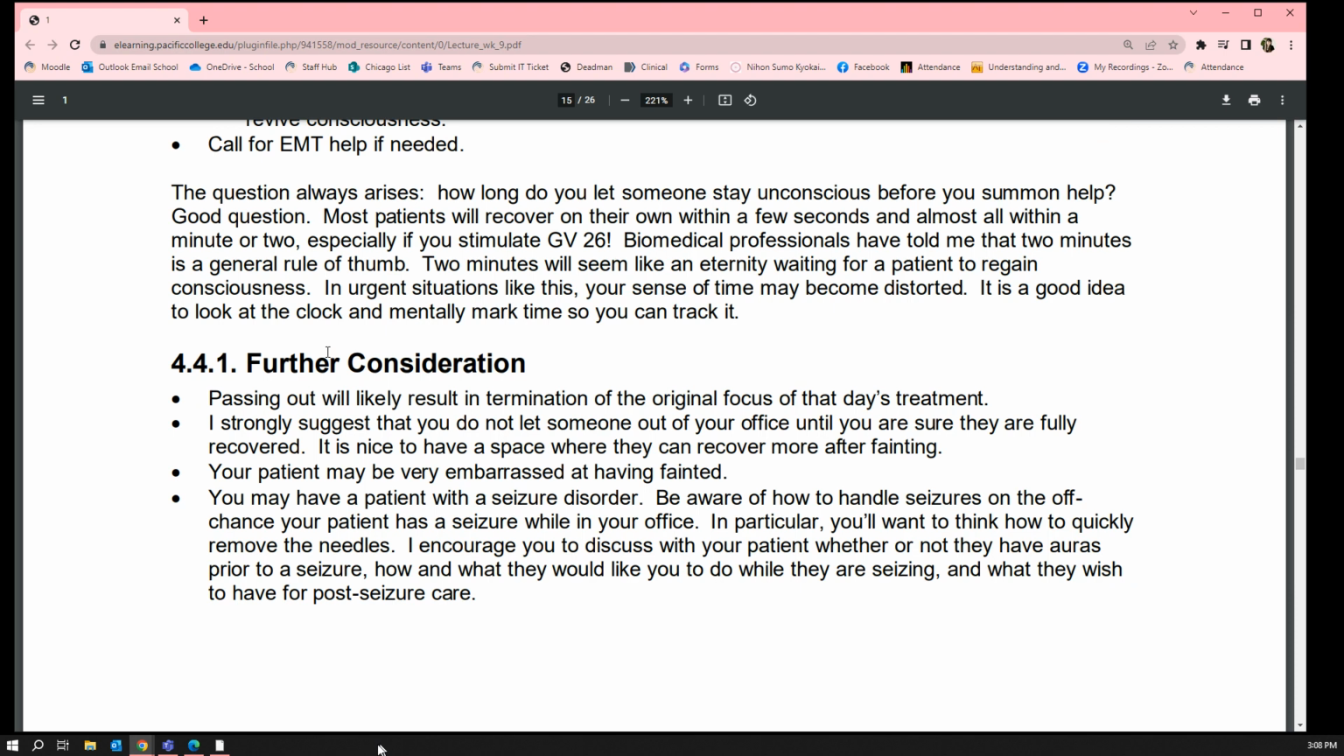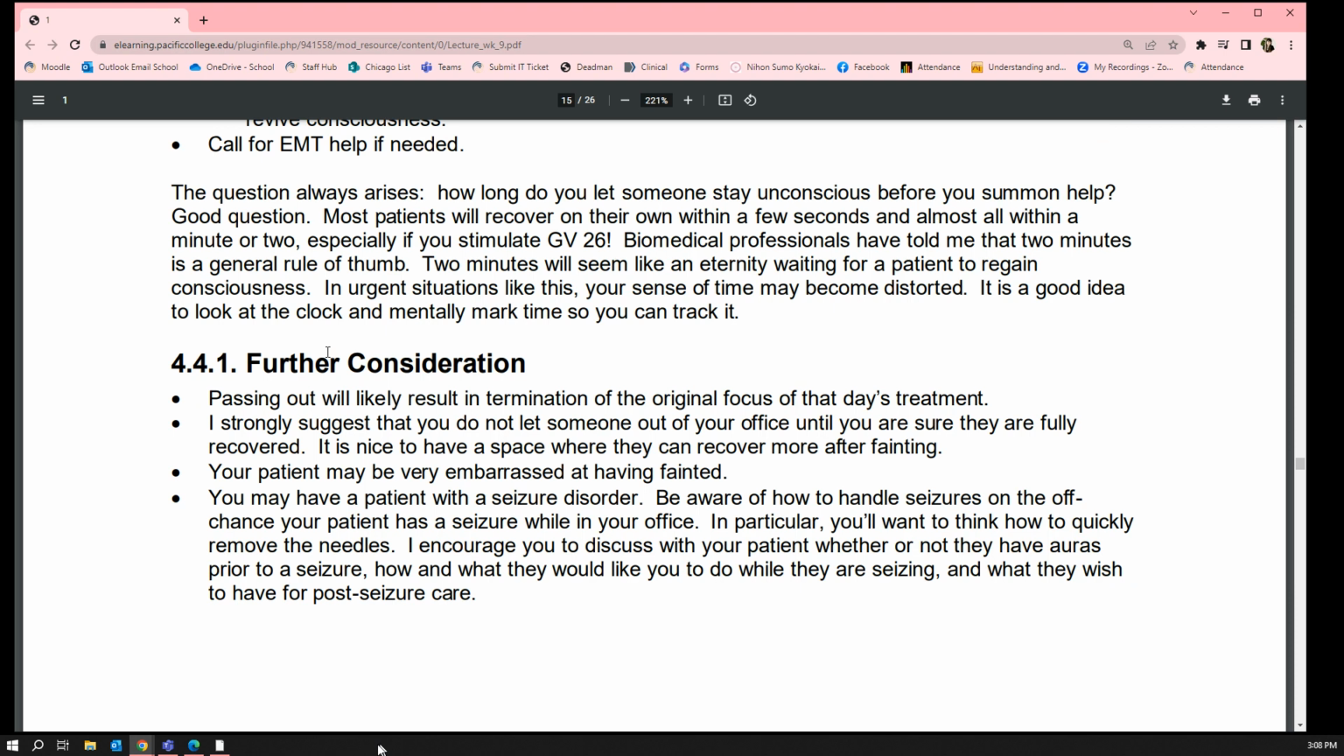Again, you need to set the tone. So if somebody does lose consciousness and then they come back, be as comforting and as non-judgmental to them as possible. Make sure that you make them understand that what happened was not their fault, and they have done nothing wrong.